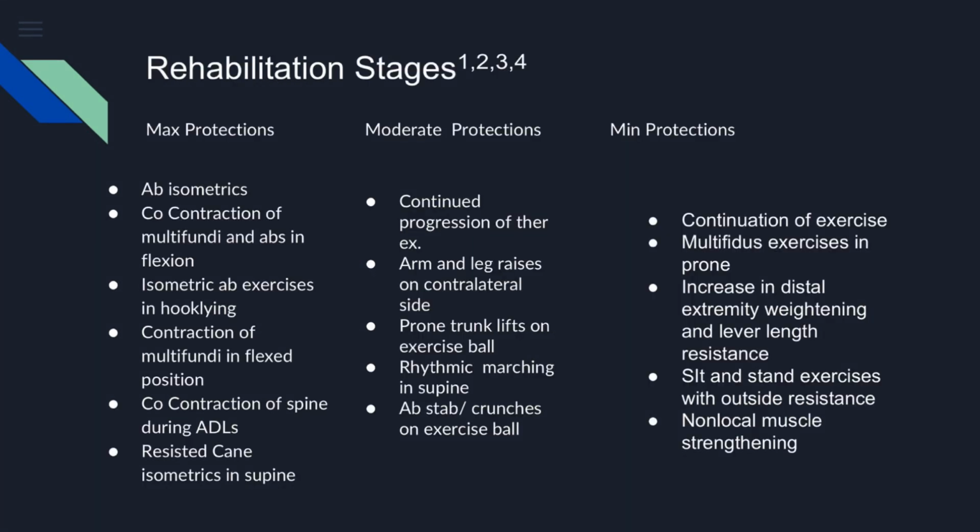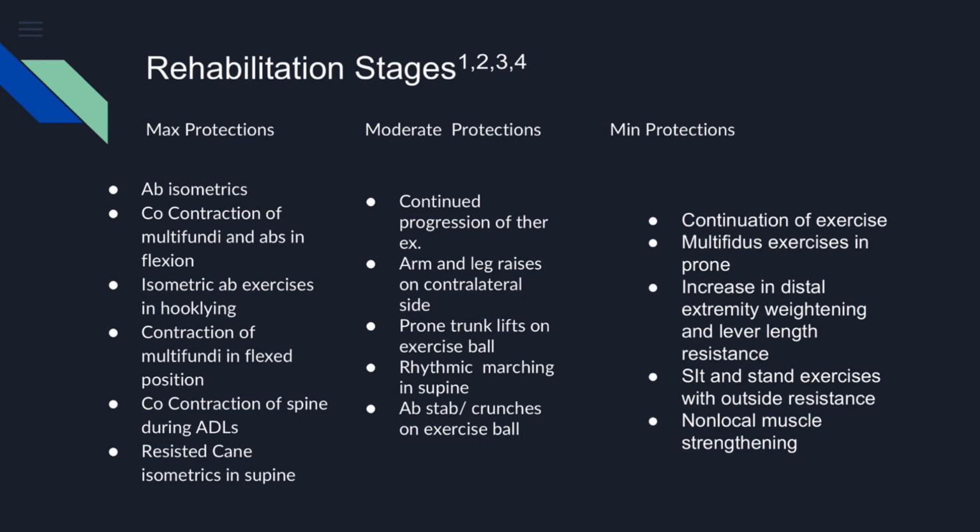For the different stages of this condition, we have max, moderate, and min protection. In max protection, we want to take it kind of easy. We're going to use isometric contractions of the abdominals, isolation ab exercises in the hook-lying position, contraction of the multifidus, contraction of the spine during ADLs, resisted cane, and isometric supine exercises.